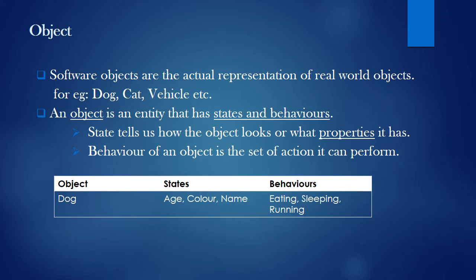Now, what is an object? Software objects are the actual representation of real world objects. For example, dog, cat, vehicle, etc. An object is an entity that has states and behaviors. What is state and behavior? State tells us how the object looks or what properties it has. Behavior of an object is the set of actions it can perform.